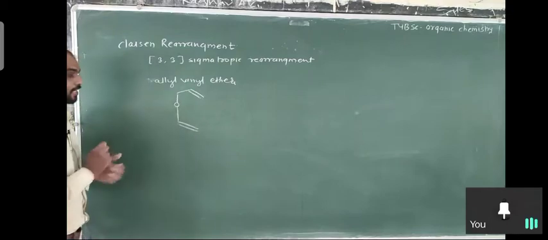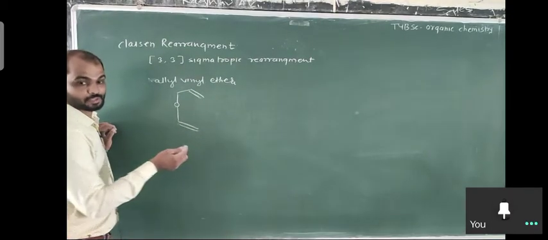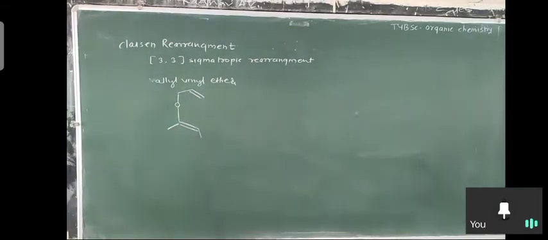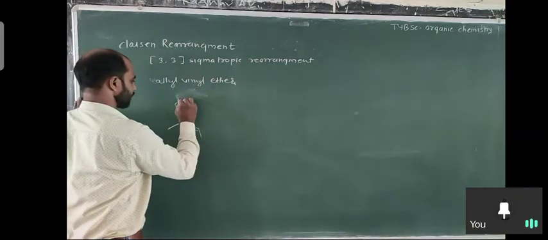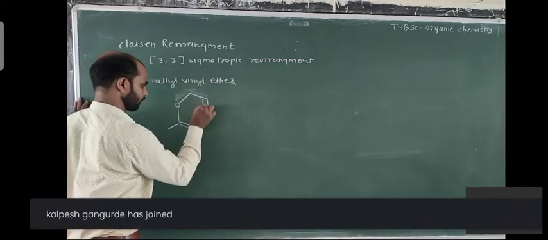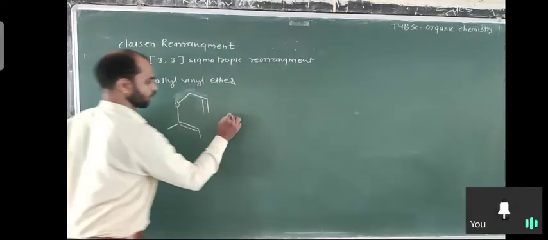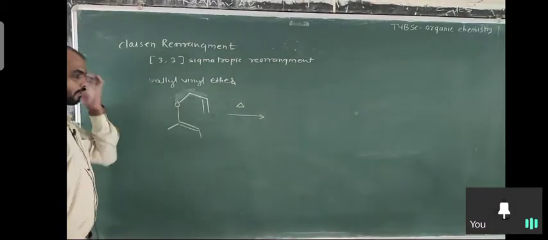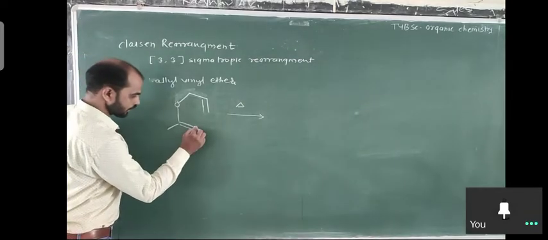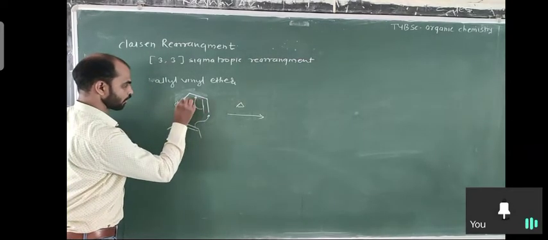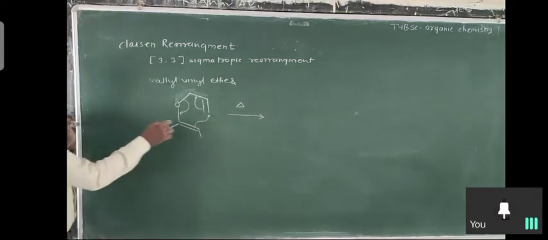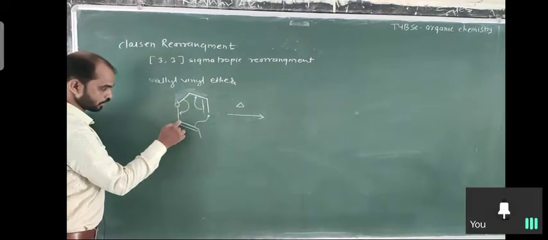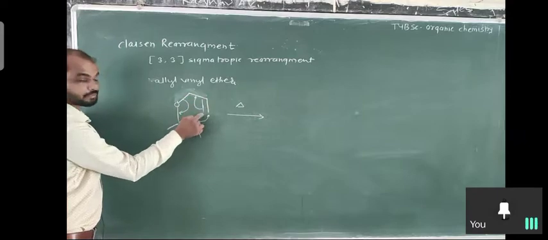In that rearrangement, what happened? Here the substituents are possible. In the presence of heat or light, basically it is a thermal reaction. So what happened? This double bond goes here. It is a shifting of bonds, just a rearrangement. So it is a 3,3 sigmatropic rearrangement: 1, 2, 3, 1, 2, 3, three atoms on this side and three atoms on this side.